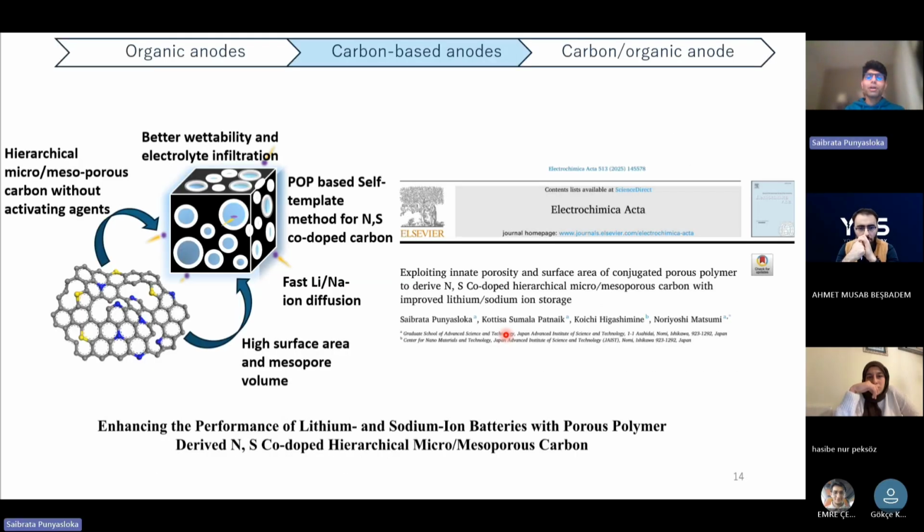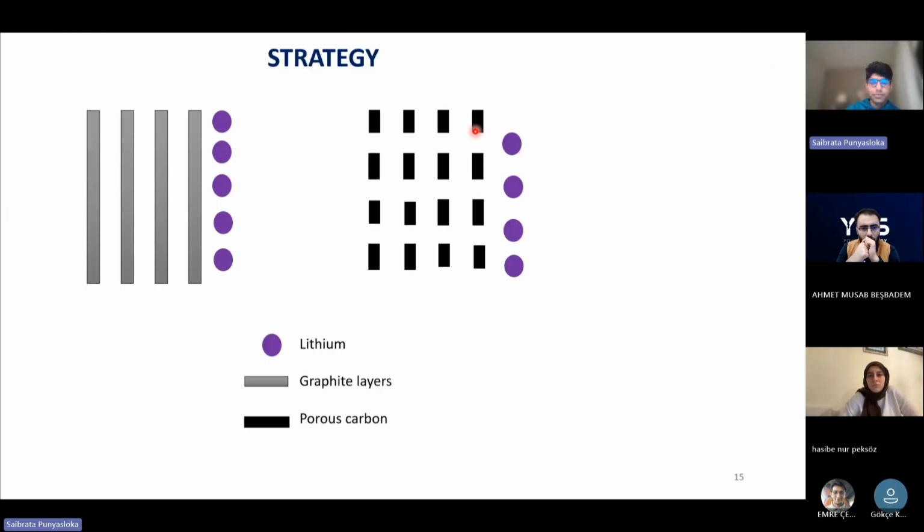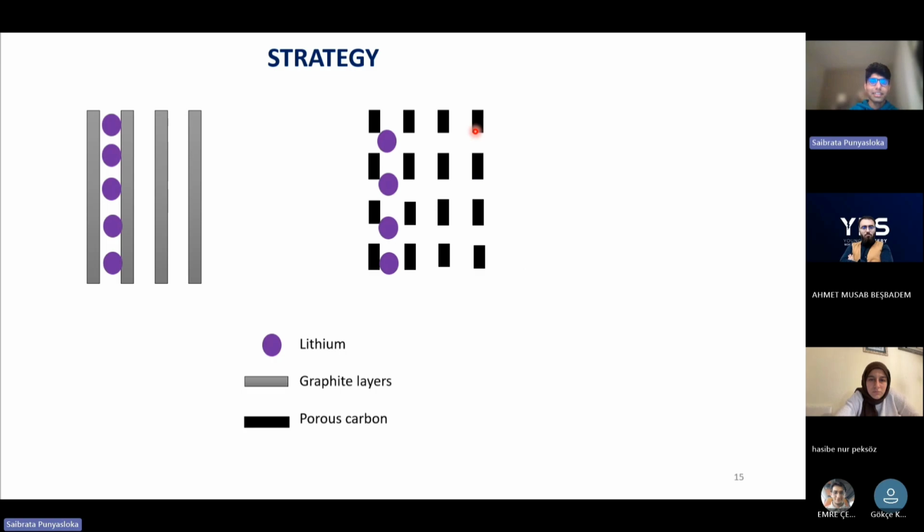The second work was about using such kind of polymers as templates for carbons. So I was talking about how such polymers can have pores. So this is a basic graphite storage mechanism. Of course, it's very simplified, but this is a basic mechanism. But this is how a porous material will help.